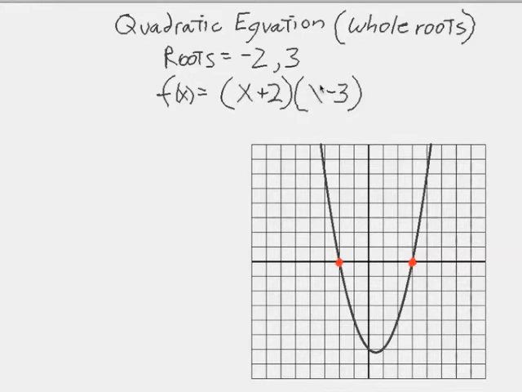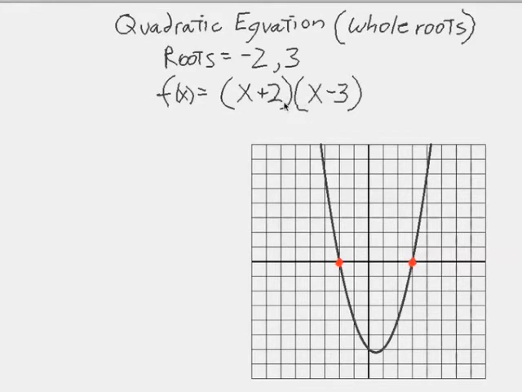I'm going to replace these with x's. So if I put my -2 root in here, it turns into 0. Everything's 0. I put in my +3. This factor turns into 0. So now the entire expression is 0.